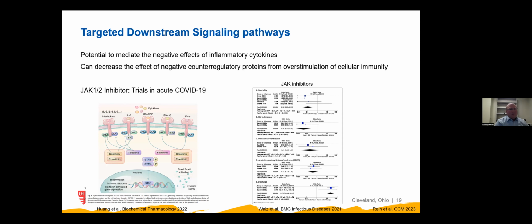blocking the response to inflammation is appropriate, as most of these JAK signaling molecules are attached to receptors for things like IL-6 and IL-1 beta and TNF-alpha. But if the problem that the patient is experiencing is not hyperinflammation, then maybe these aren't necessarily the right tools.